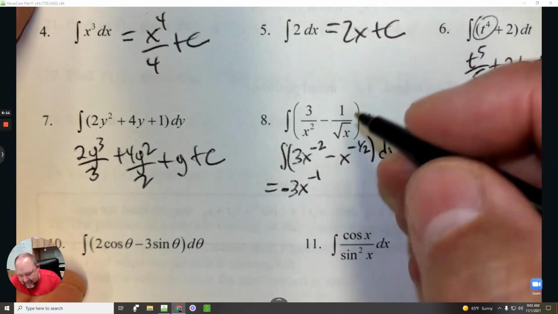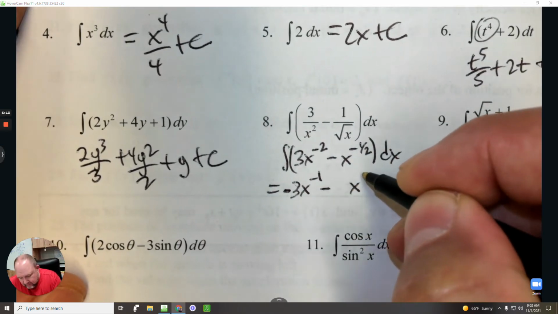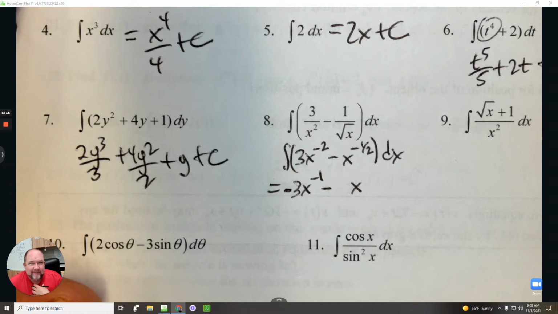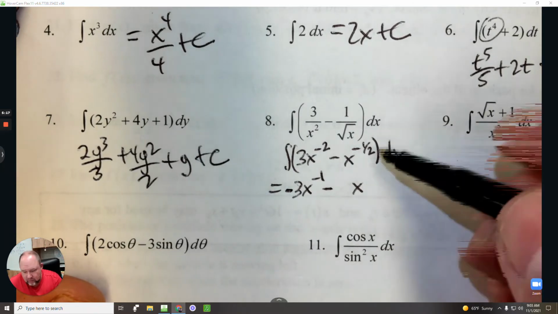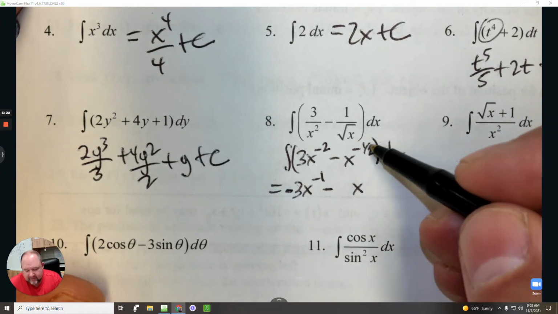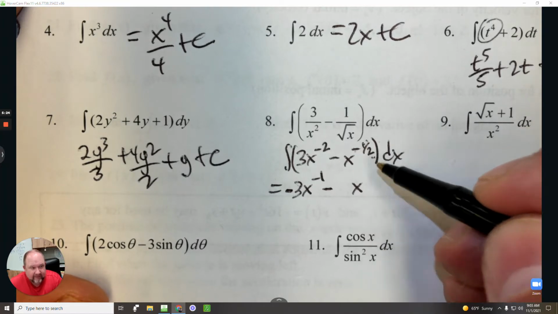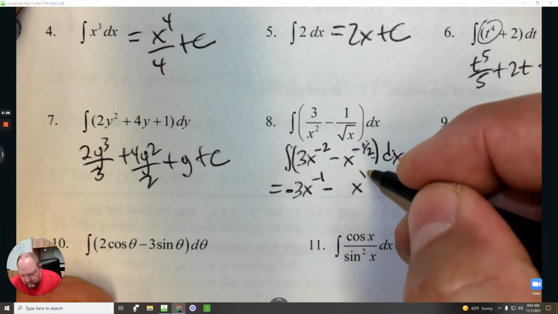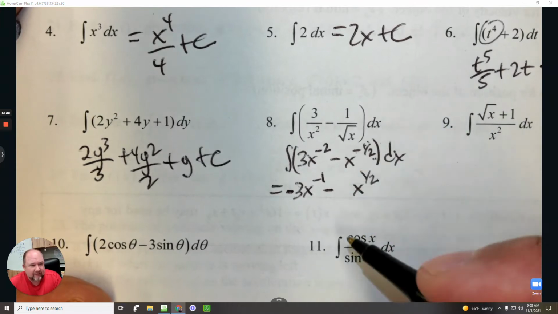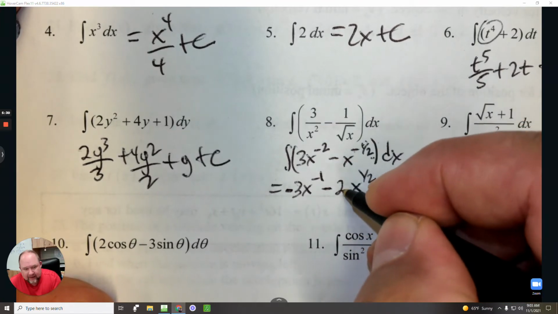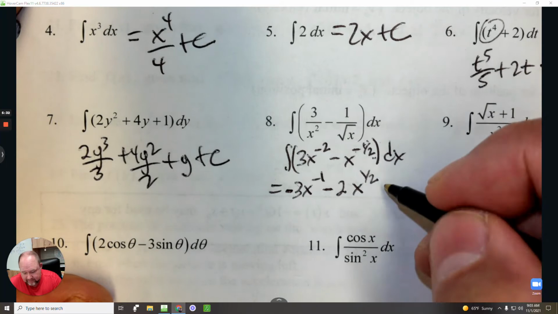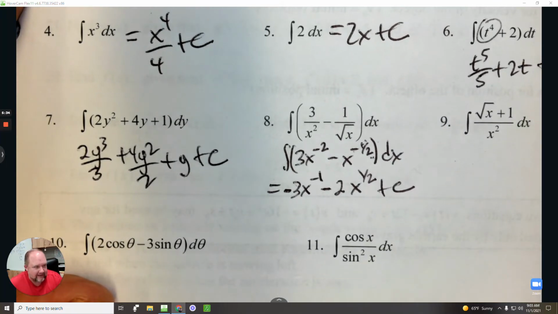Here again, we're going to add 1 to the exponent, negative a half plus 1. Here's a hint, a shortcut. When you add 1 to a fraction, take the top plus the bottom. So negative 1 plus 2. That gives you positive 1. Use the same denominator. And then instead of dividing by a fraction, multiply by the reciprocal. That's a good habit. And then add the constant at the end.